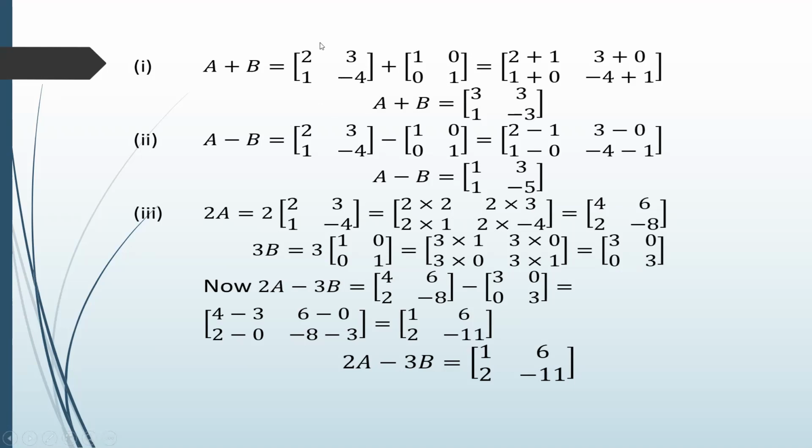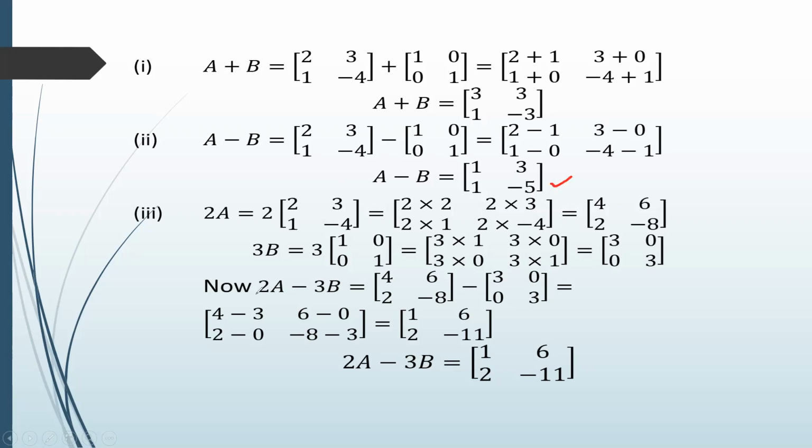Now we go for part 4. We have to find A minus B. Here A is 2, 3, 1, minus 4 and B is 1, 0, 0, 1. Now we subtract corresponding elements. So 2 minus 1, 3 minus 0, 1 minus 0, minus 4 minus 1. Then we get 1, 3, 1, minus 5.